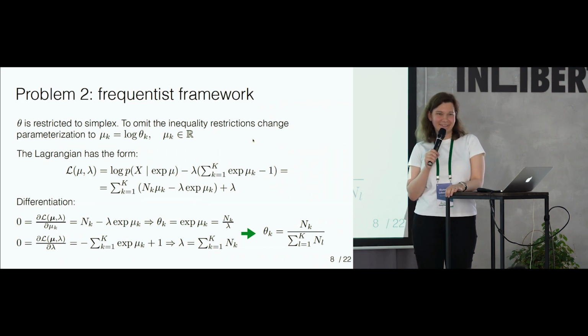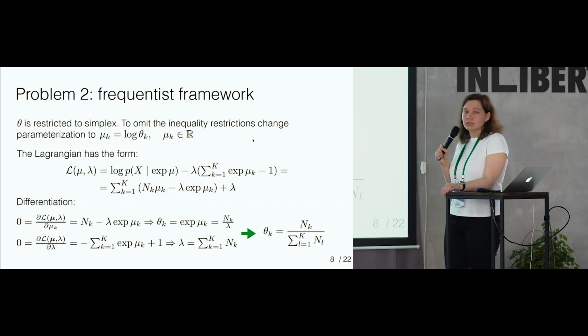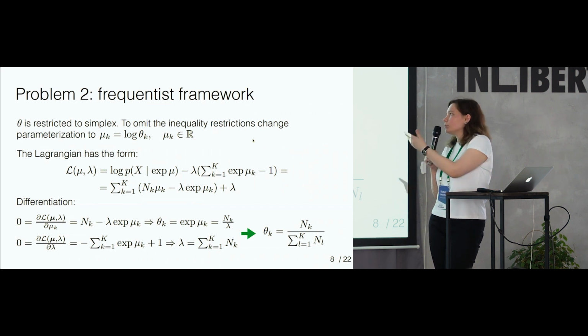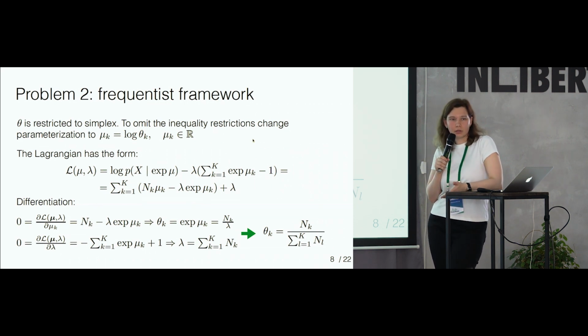Sorry, I don't follow. It's like theta. Yes. Theta is more than 0, but in this reparameterization, mu is from R, so you don't need constraints for mu. Okay, thanks.